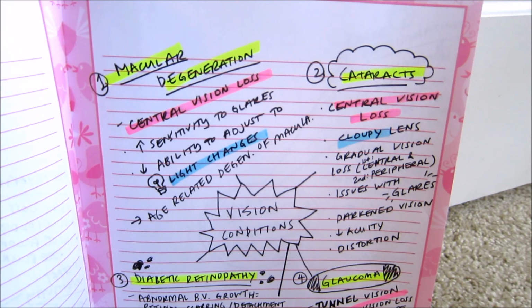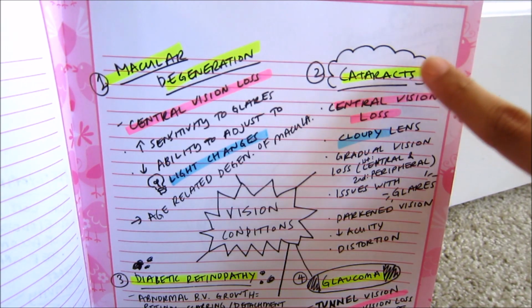I'm going to start with macular degeneration over here, and macular degeneration is central vision loss. You're going to have increased sensitivity to glares as well as a decreased ability to adjust to light changes. This is an age-related degeneration of the macula. So macular degeneration is central vision loss.